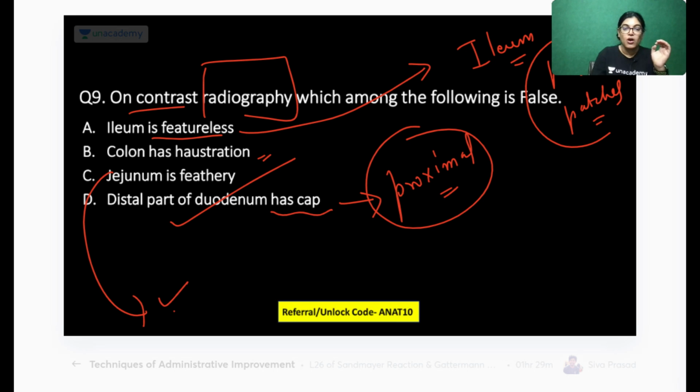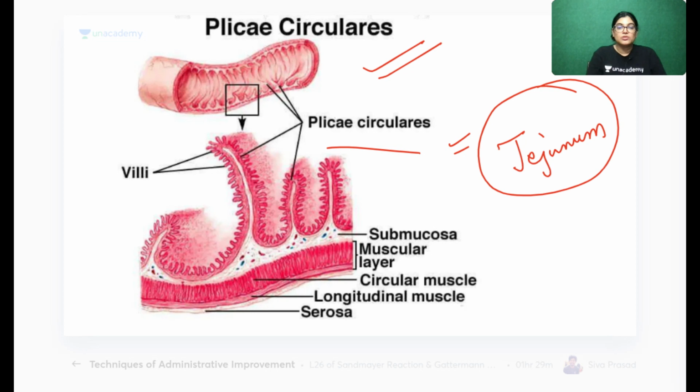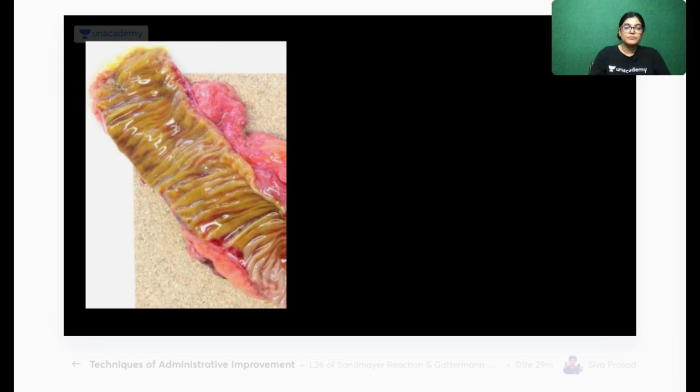Jejunum is feathery. That is also correct because it has the valves of Kerckring. See here, plica circularis, which is also called the valve of Kerckring. This is a very important feature of jejunum. It is quite evident when contrast radiography is done. So this is plica circularis, which you can see here.